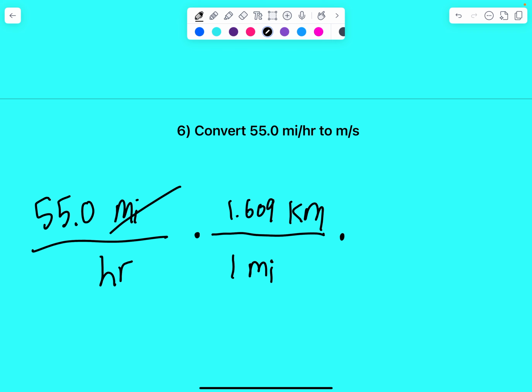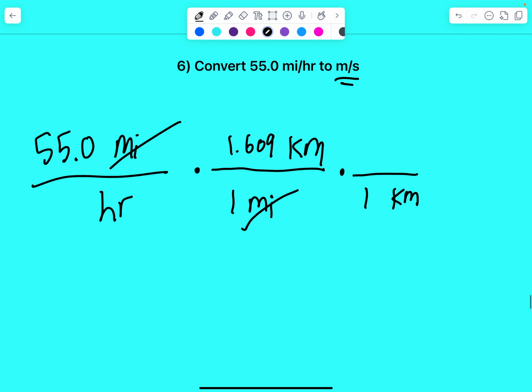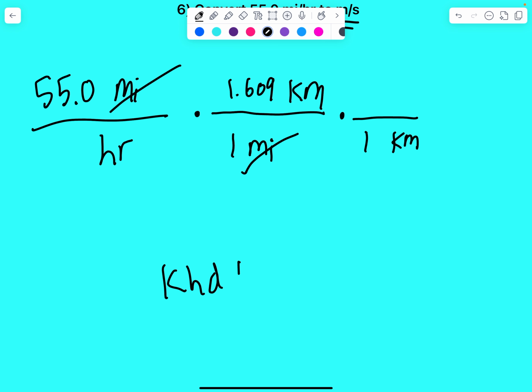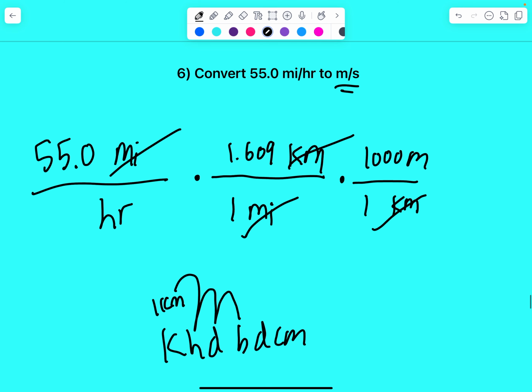Now, miles canceled out. Good. Now we're getting there. How do I get rid of kilometers? Well, I know 1 kilometer equals how many meters? Because I know I need to get to meters. I could look back at that old list. If I need to do King Henry Died, I see 1 kilometer equals 1,000 meters. So, kilometers cancels out. I'm at meters per hour. That's not acceptable. I need to get to meters per second. So 1 hour has how many seconds in it?